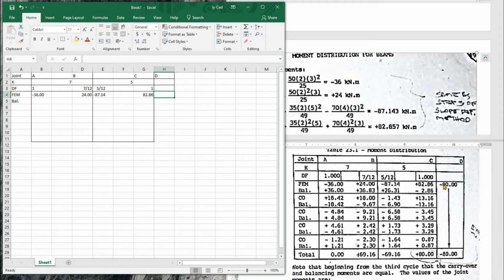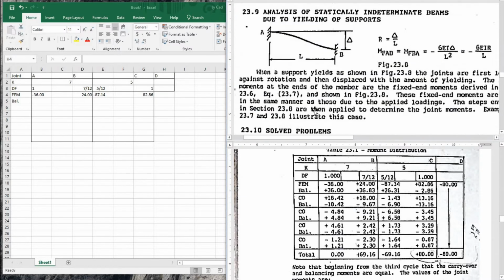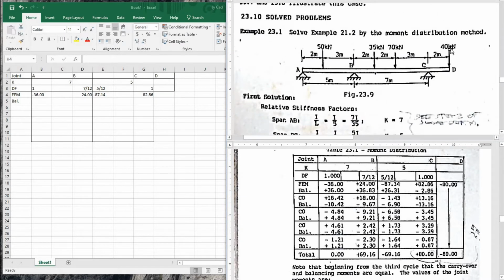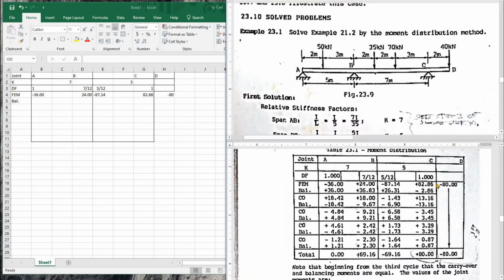Ito, this is not fixed end moment kasi wala namang support sa kabila. So, ang value niyan would be 40 times 2, at ang kanyang direction would be also treated as reaction, magiging counterclockwise. So that is negative 80. So we write here negative 80. Okay, so ayan siya. So next is balance moment.